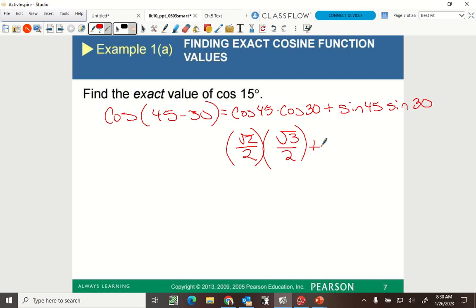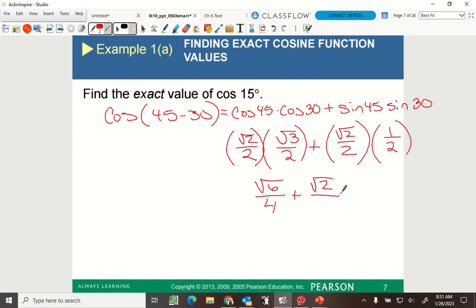So plus, what is sine 45? Radical 2 over 2. Very good. And sine of 30? 1 over 2. There you go. And now we're doing the multiplication. We multiply fractions straight across, don't we? So, rad 2 times rad 3, since they're both radicals, I multiply the insides together. If you have one radical and a non-radical, they just go together; you would treat the radical as if it was a variable. So rad 2 times rad 3 is rad 6 over 2 times 2? 4. Plus rad 2 times 1? Rad 2 over 2 times 2? 4. Very good.